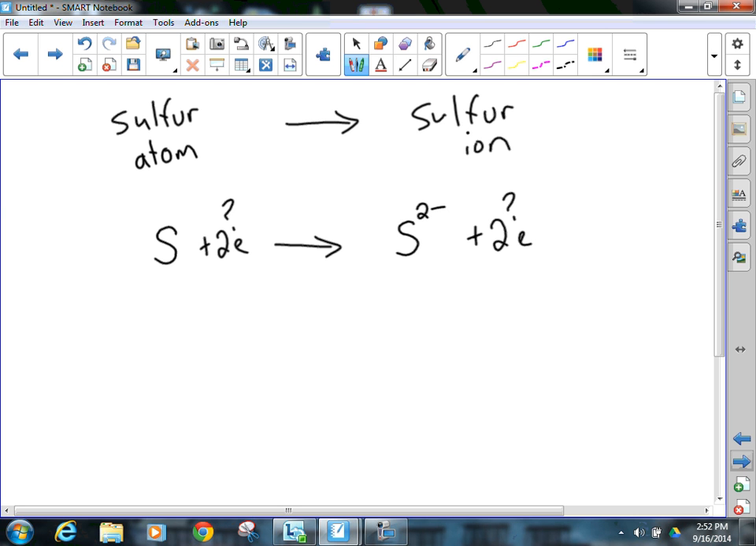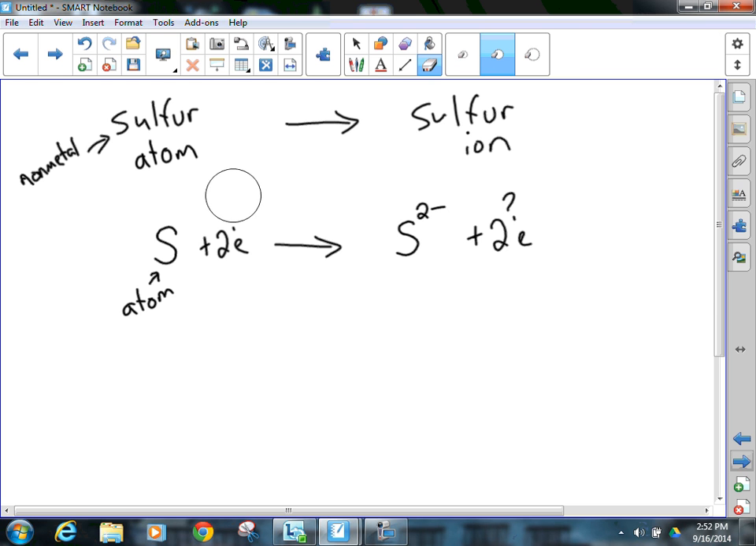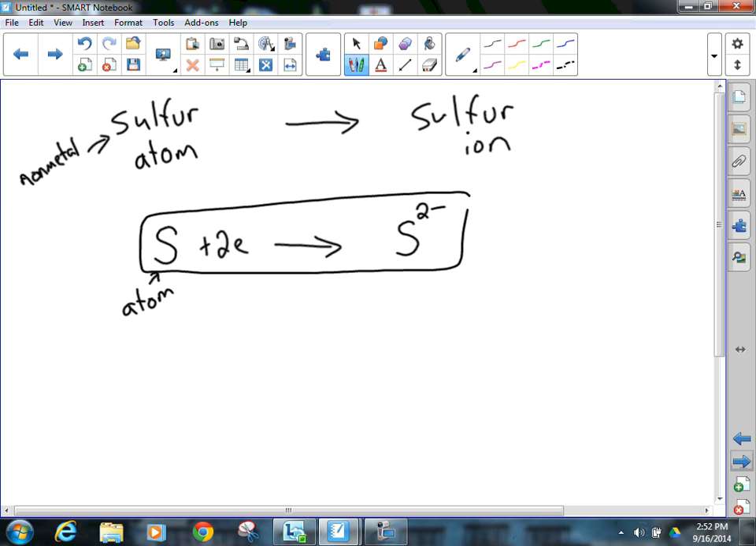And since sulfur is a non-metal, remember non-metals are going to gain electrons. So we're going to take the atom here, this is the atom symbol because there's no charge on it, and we're going to add electrons to it. So the electrons go on the reactant side and not on the product side. So this would be our answer right here. And again, we've got the atom on the left side, and we've got the ion on the right side.